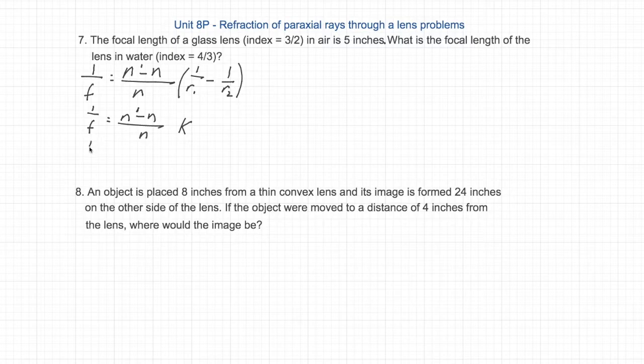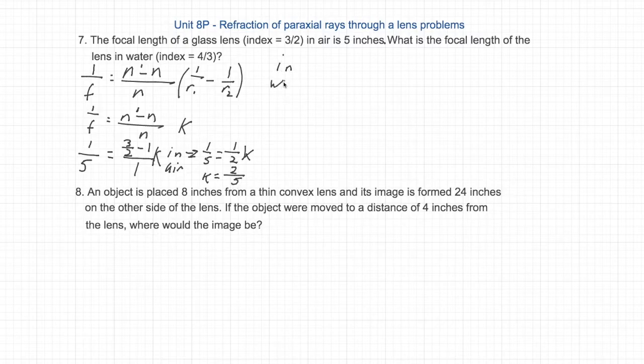Now, 1 over R1 minus 1 over R2 is going to be the same whether the lens is in air or in water, right? The radii don't change. So we'll call that a constant K, plug in our variables for air, and solve for K. And we find that K equals 2/5. Now we'll use that same constant for water.